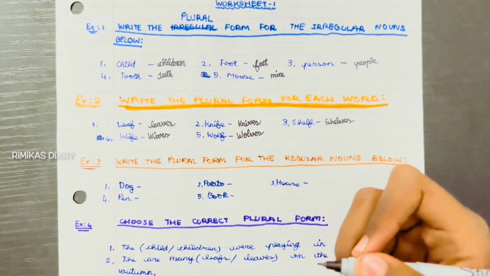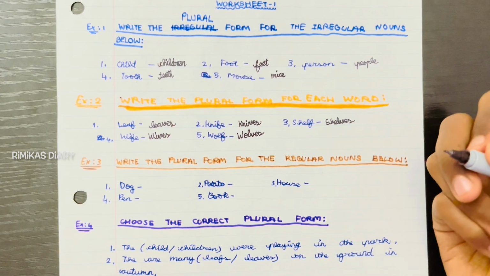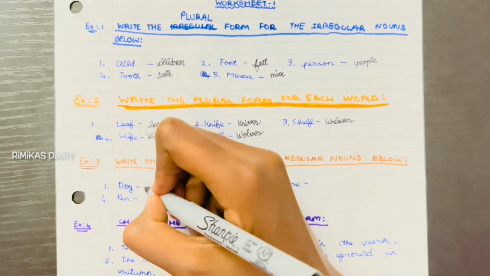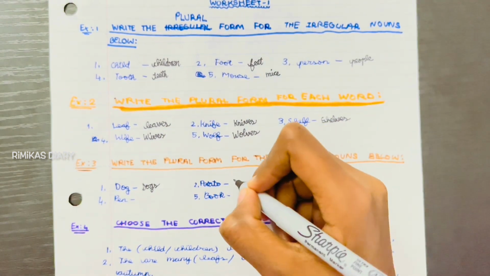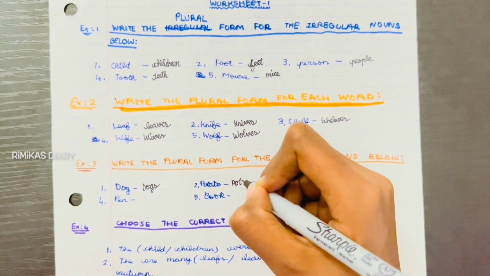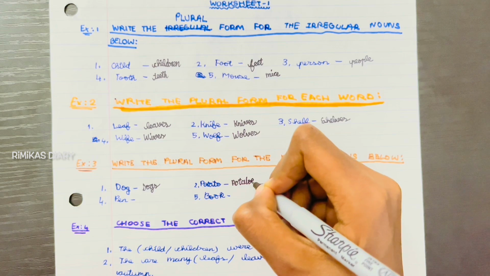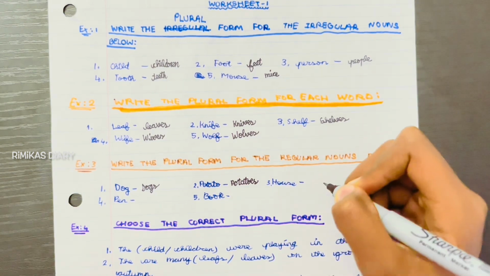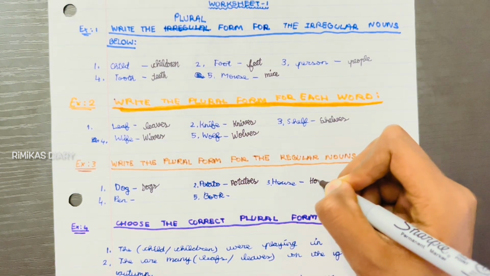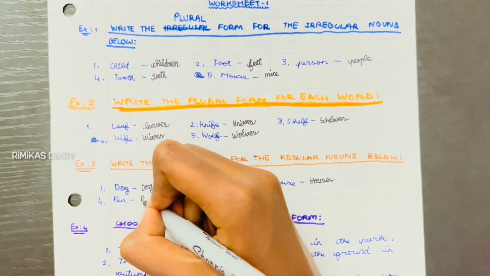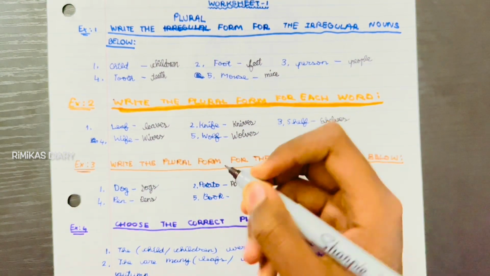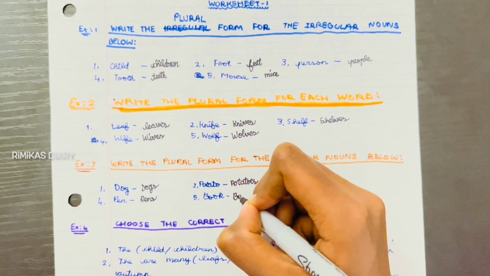Exercise 3. Write the plural form for the regular nouns below. Dog, dogs. Potato, potatoes. House, houses. Pen, pens. Book, books.